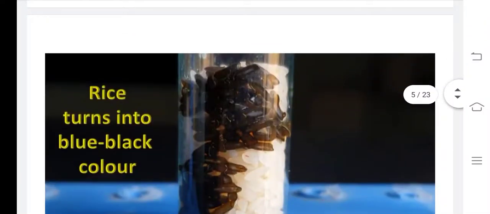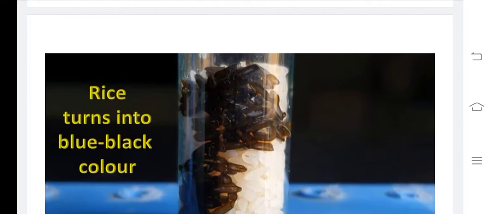Iodine. Clear. The rice turns into blue black color. Before, what was the color of the rice? White. When we are adding iodine solution, what is your observation? You have to observe the color change. What is the color change? The rice turns into blue black color.